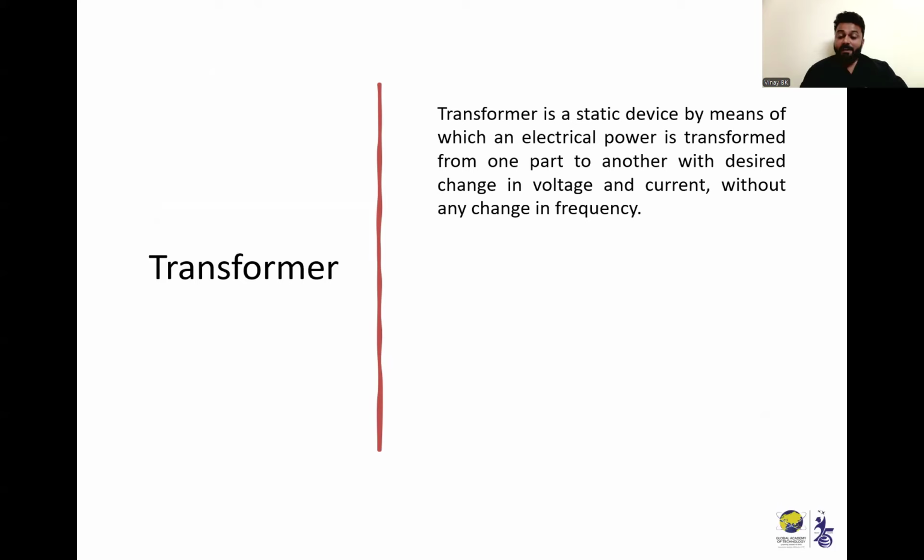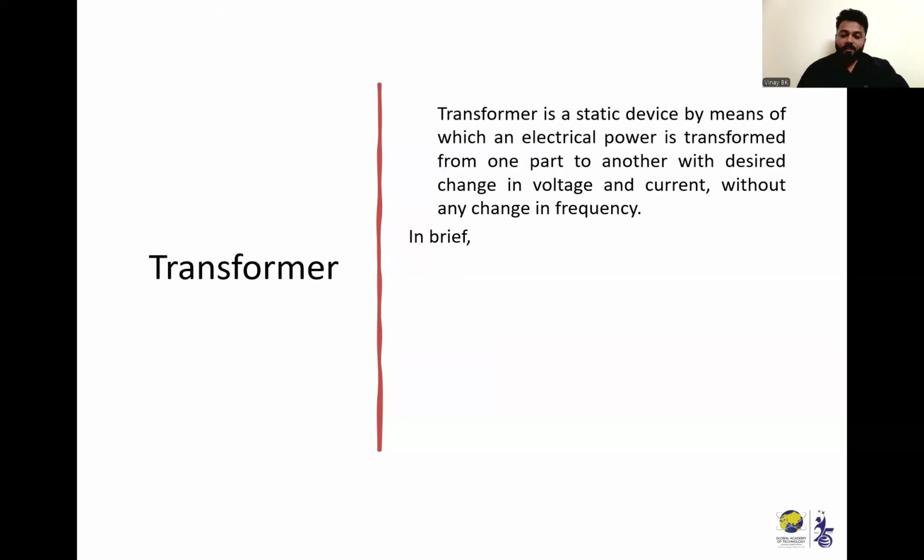We are calling this an AC device. It means electrical power is transferred from one part to another with a desired change in voltage and current, but without change in frequency. So either you can step up or step down the voltage, step up or step down the current, but frequency should be fixed. So it's a static device used to transform power from one place to another by changing voltage or current, but without changing frequency.